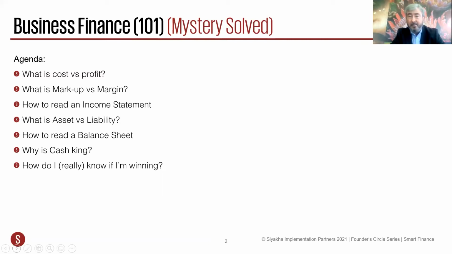What's the difference between a markup and a margin? How to read an income statement? What's an asset versus a liability? And then out of that, how to read a balance sheet. And then probably the most important thing is cash, and why is cash king? And then how do we really know if we're winning? What's going to tell us, yes, we got cash in the bank, or yes, I got some profits, but does that really tell us how we're winning in business?